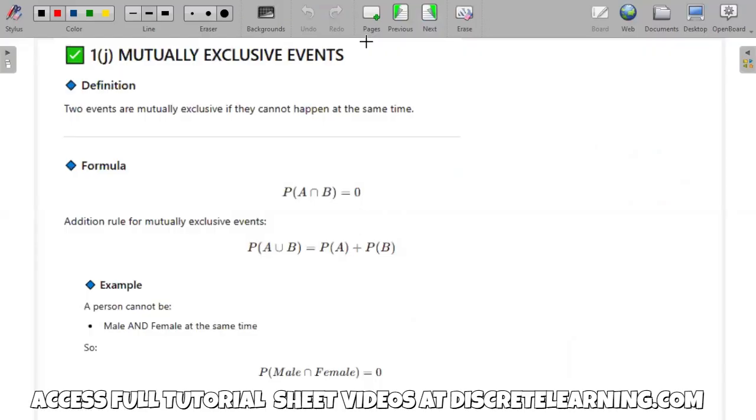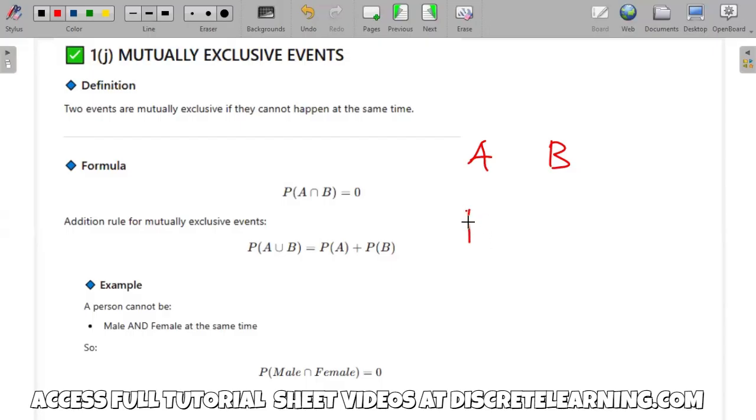Mutually exclusive events. Two events are mutually exclusive if they cannot happen at the same time. So if these events, let's say event A and B, are mutually exclusive, then the probability of this intersection is just going to be zero, because they cannot happen at the same time. Meaning their intersection has nothing.